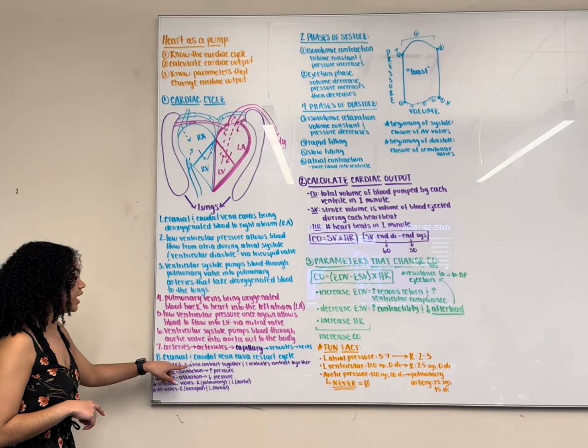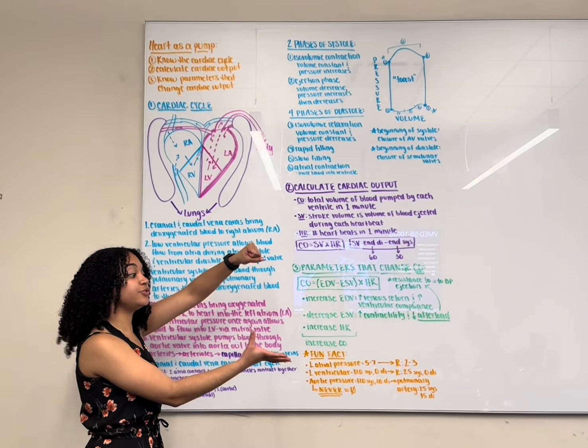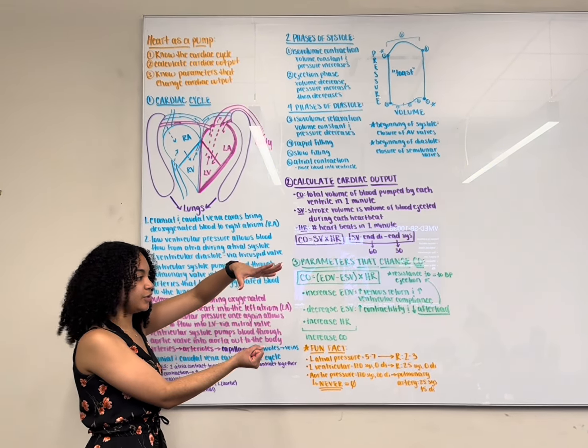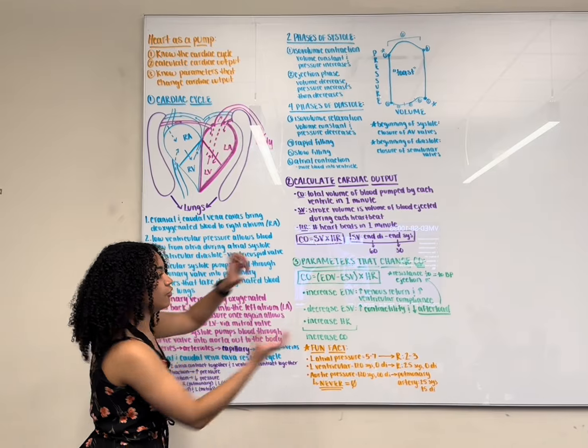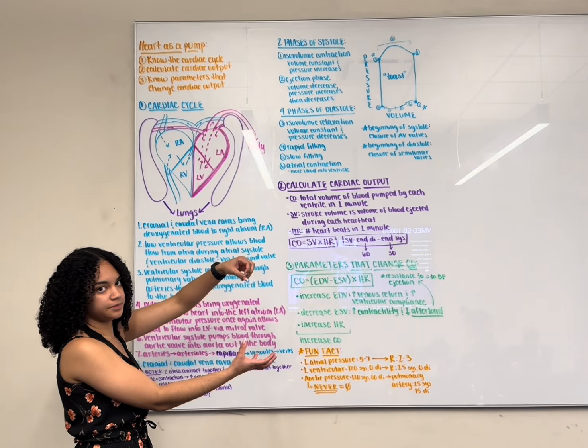Before I start talking about the rest of the lecture material, we should know some key points. The 2 atria are going to contract together, and the 2 ventricles are going to contract together. So it's not 1 atrium, 1 ventricle. 2 atria contract together, 2 ventricles contract together.